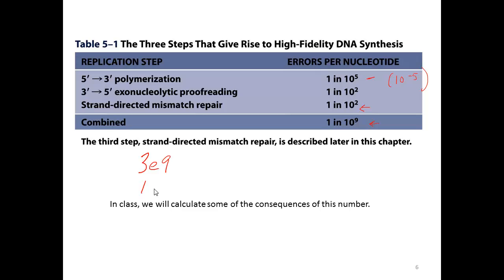3e to the 9 base pairs, 1e to the 12 cells, and just for the sake of argument, let's consider a gene that has 1e to the 3 base pairs. I suppose I should have written 3e to the 9 base pairs per genome and base pairs per gene of interest. The results can be pretty scary.